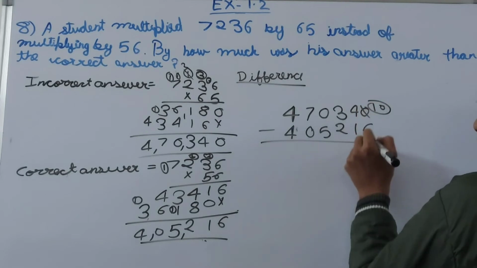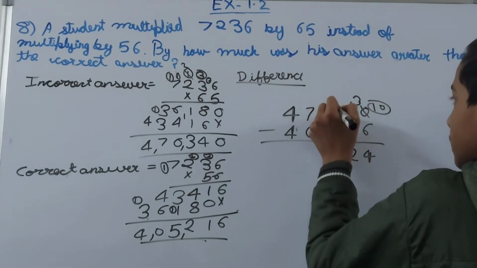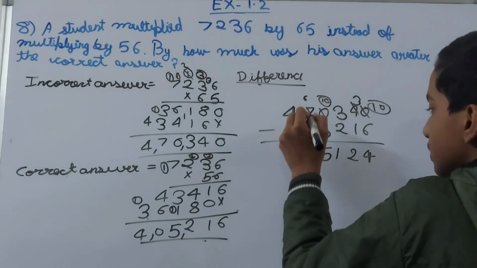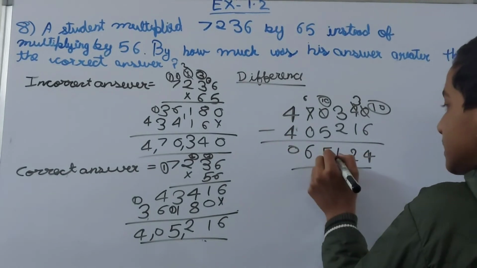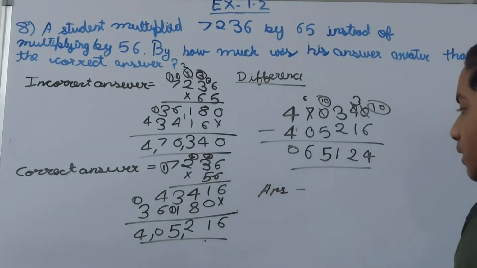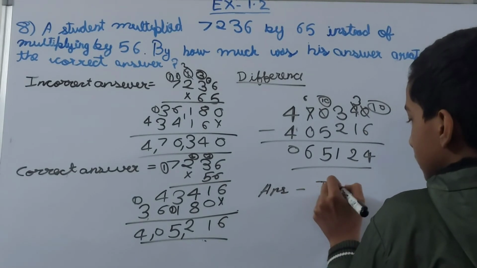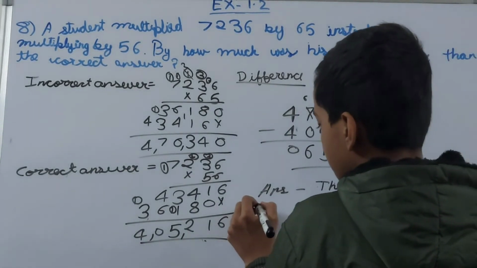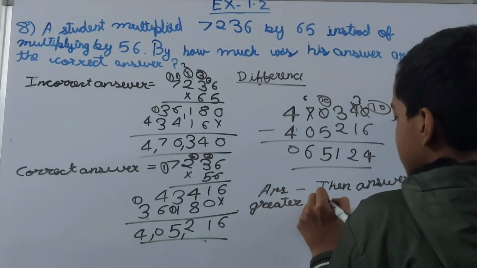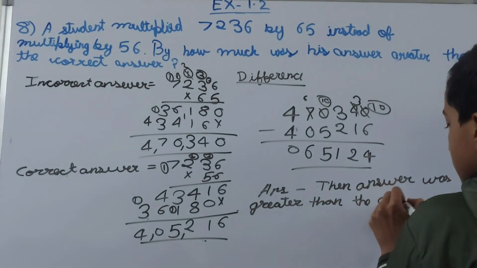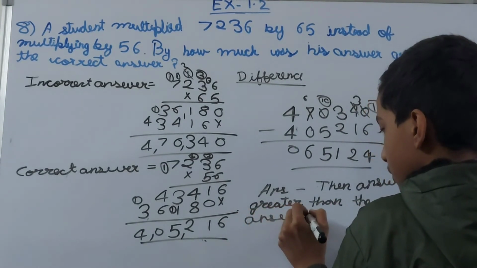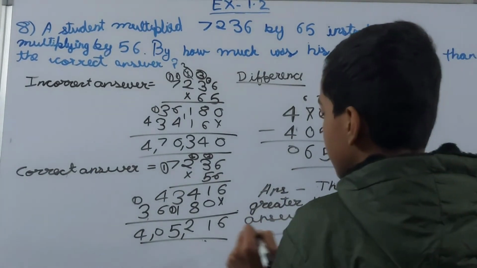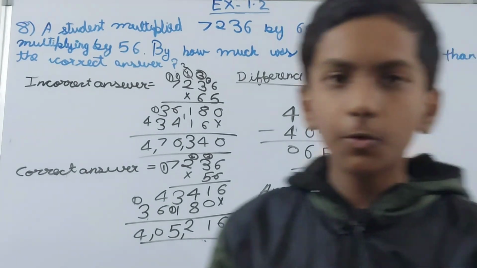So this 0 will turn 10, 10 minus 6 is 4, 4 will turn 3, 3 minus 1 is 2, 2, 3 minus 2 is 1, again this 0 will turn 10, over here 10, 10 minus 5 is 5, this 7 will turn to 6, 6 minus 0, nothing will go 6, 4 minus 4, 0. So that is our answer, that is 65,124. So the answer was greater than the correct answer by 65,124. Okay. So that means the incorrect answer was greater than the correct answer by 65,124.